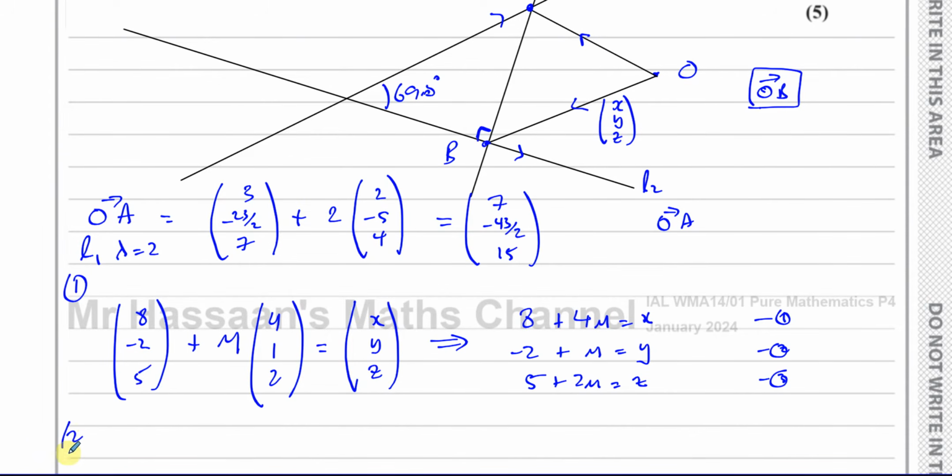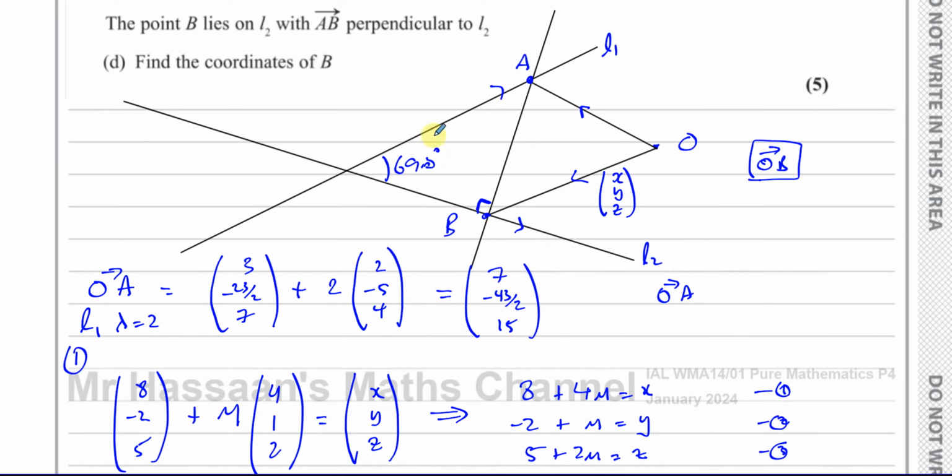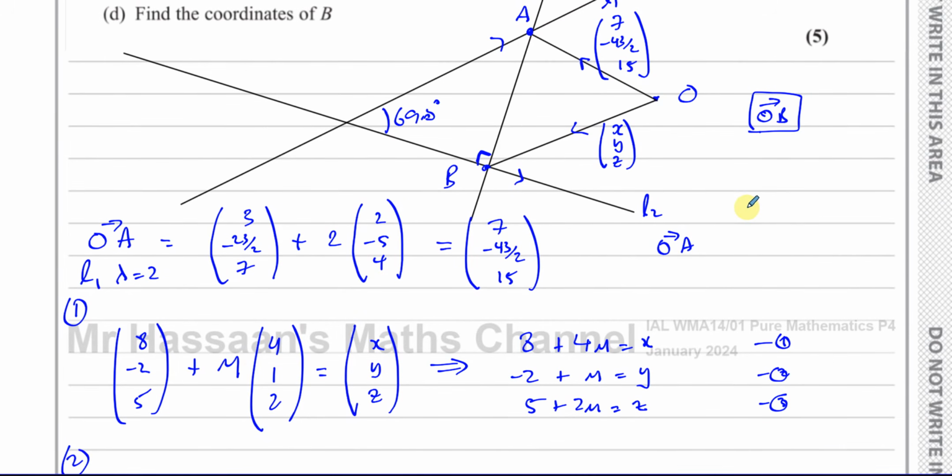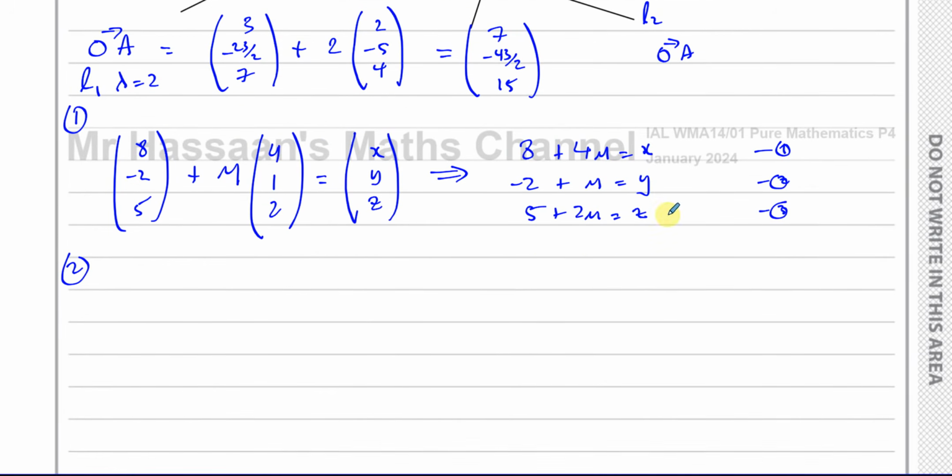The other thing I'm going to use is the fact that the line AB is perpendicular to the line L2, so their dot product will be 0. So what is the vector from A to B? Well, I know what O to A is. We just worked it out. It's 7, minus 43 over 2 and 15. That's the vector from O to A. So the vector from A to B is going to be minus this plus that, so it's X, Y, Z minus this vector.